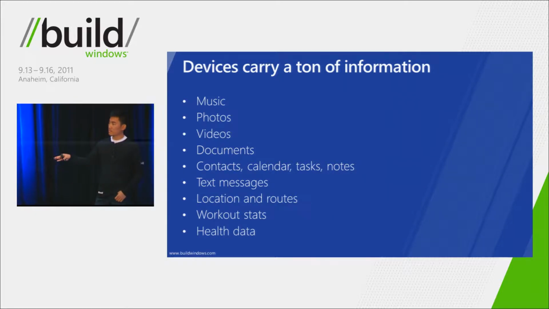Further down the list, if you have a GPS device, like a personal navigation device, that device may be tracking location and routes, and you may be able to get that information in Windows by connecting your GPS device to Windows. And of course, workout statistics and health data are also new devices that are coming out that keep track of that information. So that's also information that you could use in your application. And you don't have to be the manufacturer of those devices to write applications to use that kind of data.